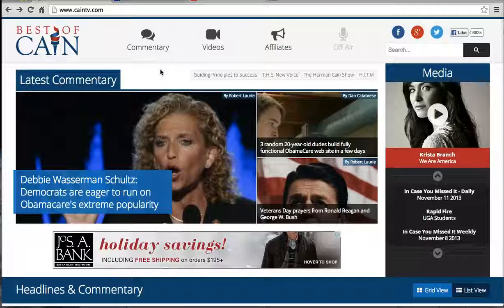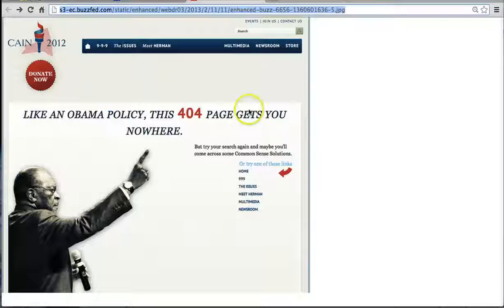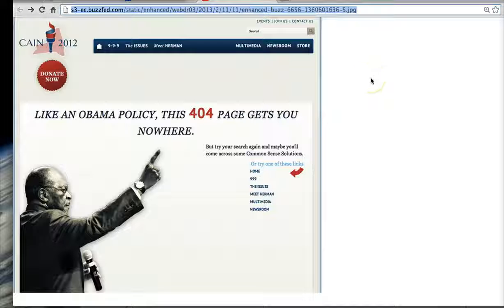missing their market. So one other thing I found about the Herman Cain site is that its 404 page was actually witty and sort of away from the remedial part of that other web page. This is a 404 page, which is what you see when you get linked to a page that no longer exists. And it reads like an Obama policy. This 404 page gets you nowhere. So this I would give them credit on for their user experience.